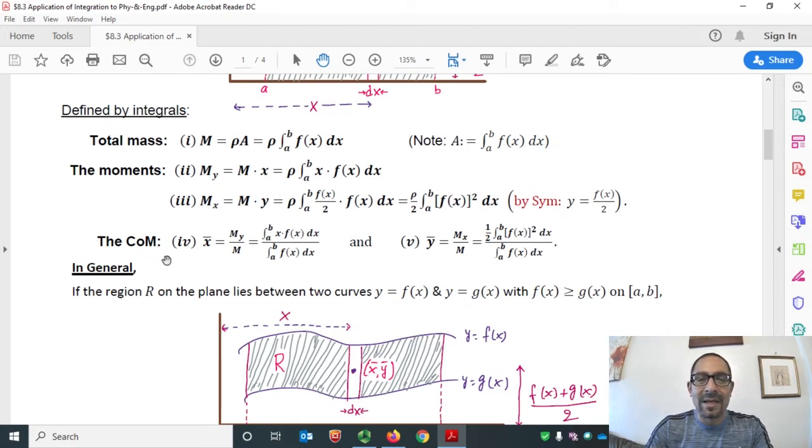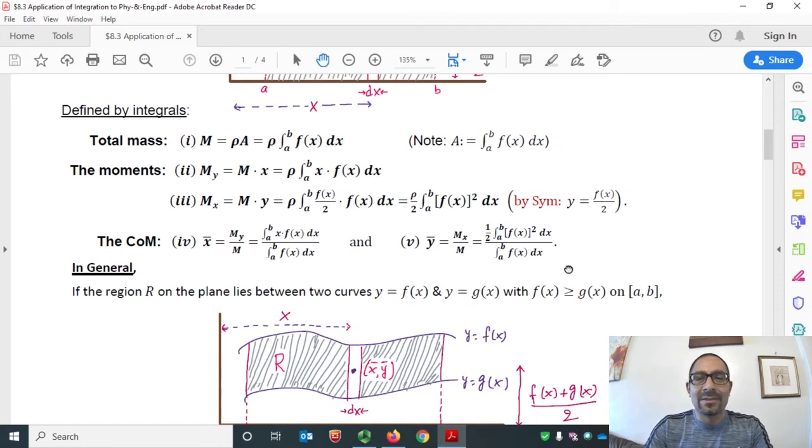Now the center of mass: x bar equals My over m. We know My is here, the definite integral from a to b of x times f(x) dx, over m, which is rho times the integral from a to b of f(x) dx, and we cancel the rho here. Similarly, we have the formula for y bar, which is Mx over m. It turns out that y bar equals 1/2 times the definite integral from a to b of f(x) squared dx, over the integral from a to b of f(x) dx.